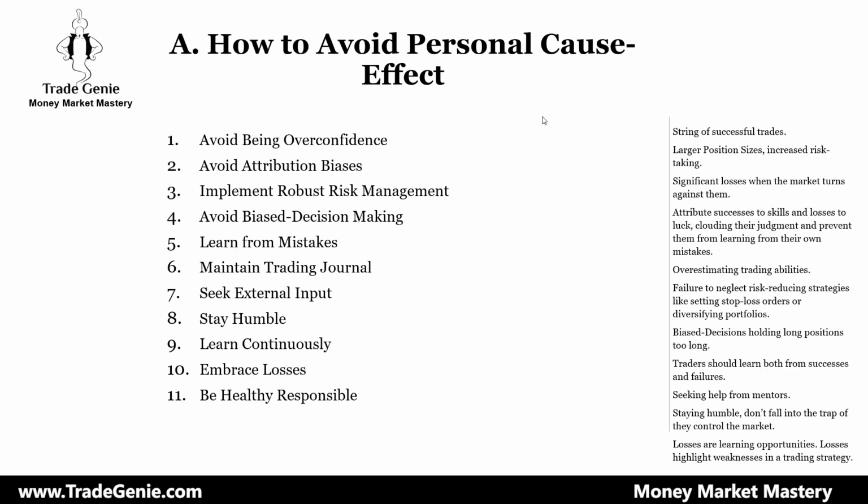So how do we avoid personal cause and effect? First of all, avoid being overconfident. Avoid attribution biases, which means that when the trade is a winner, you assign it to your skill, and when the trade is a loser, you assign it to your luck. So avoid doing that. Implement robust risk management, meaning you saw the breakout into the downside in Meta. The breakout occurred from some level, so there has to be some level where the chart should tell you that this breakout to the downside is a failure, and you need to close that trade.